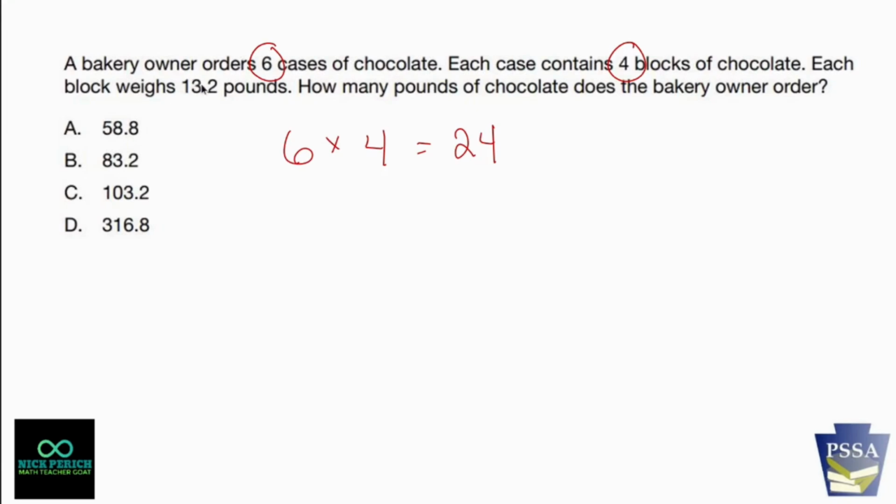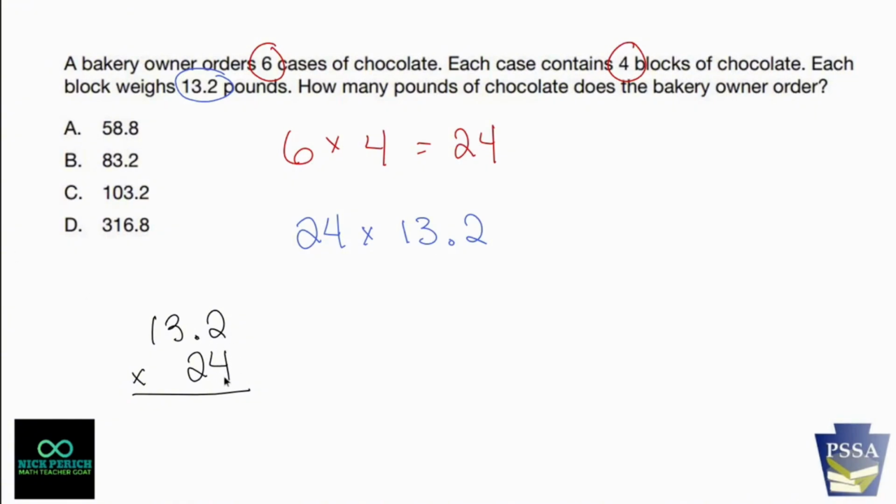24 blocks of chocolate where each block weighs 13.2 pounds. We're going to multiply again. So that's going to be 24 times 13.2. Now I'm going to use the old traditional algorithm multiplication. I'm going to put the number with fewer digits on the bottom, and then 13 2/10 up top. Okay? And I'm going to multiply these two and see what happens.